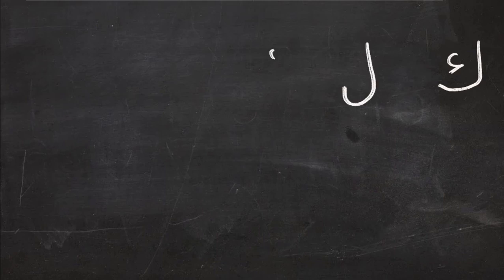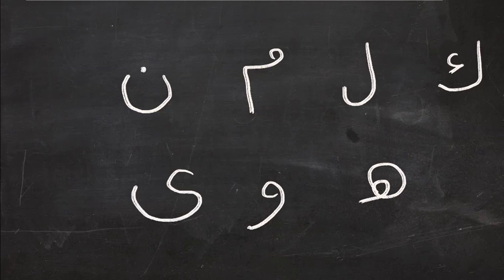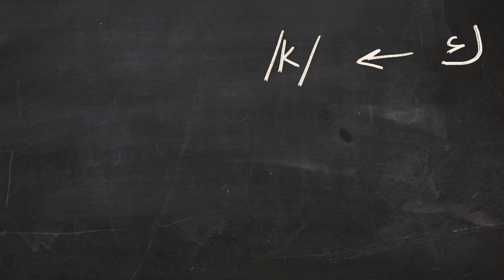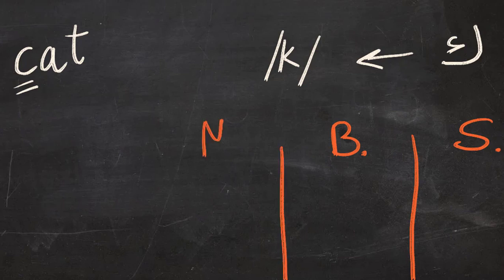So again, the letters that we're going to focus on today are Kaf, Lam, Mim, Noon, Ha, Waw, Ya. The first letter we're going to start with is the letter Kaf. And Kaf is an easy one because it is compared to the K in English, and the K is found in cat. Of course, don't worry about the fact that cat starts with a C, because we focus on the sound, not the letter. And the sound in cat is K. That is what we're talking about.